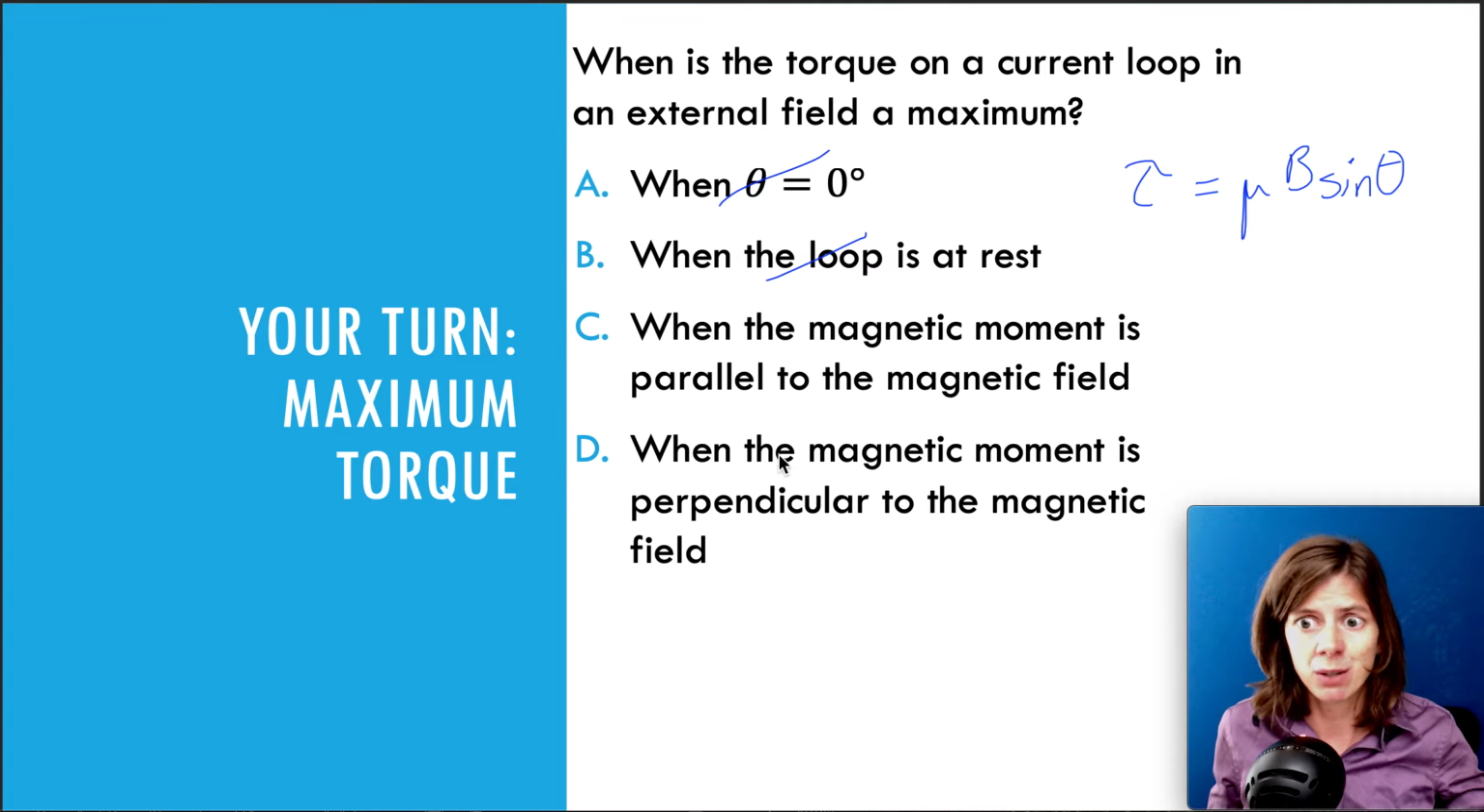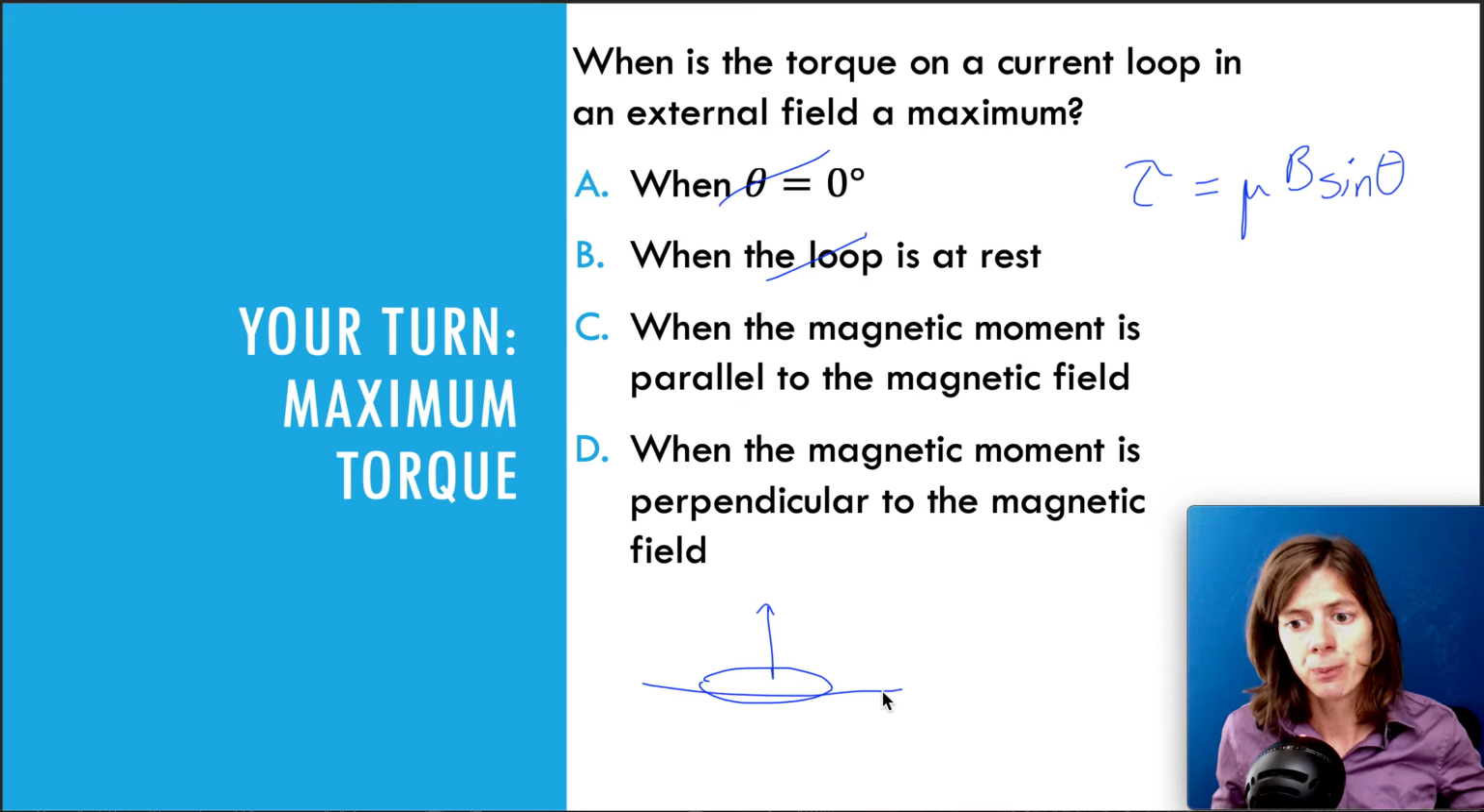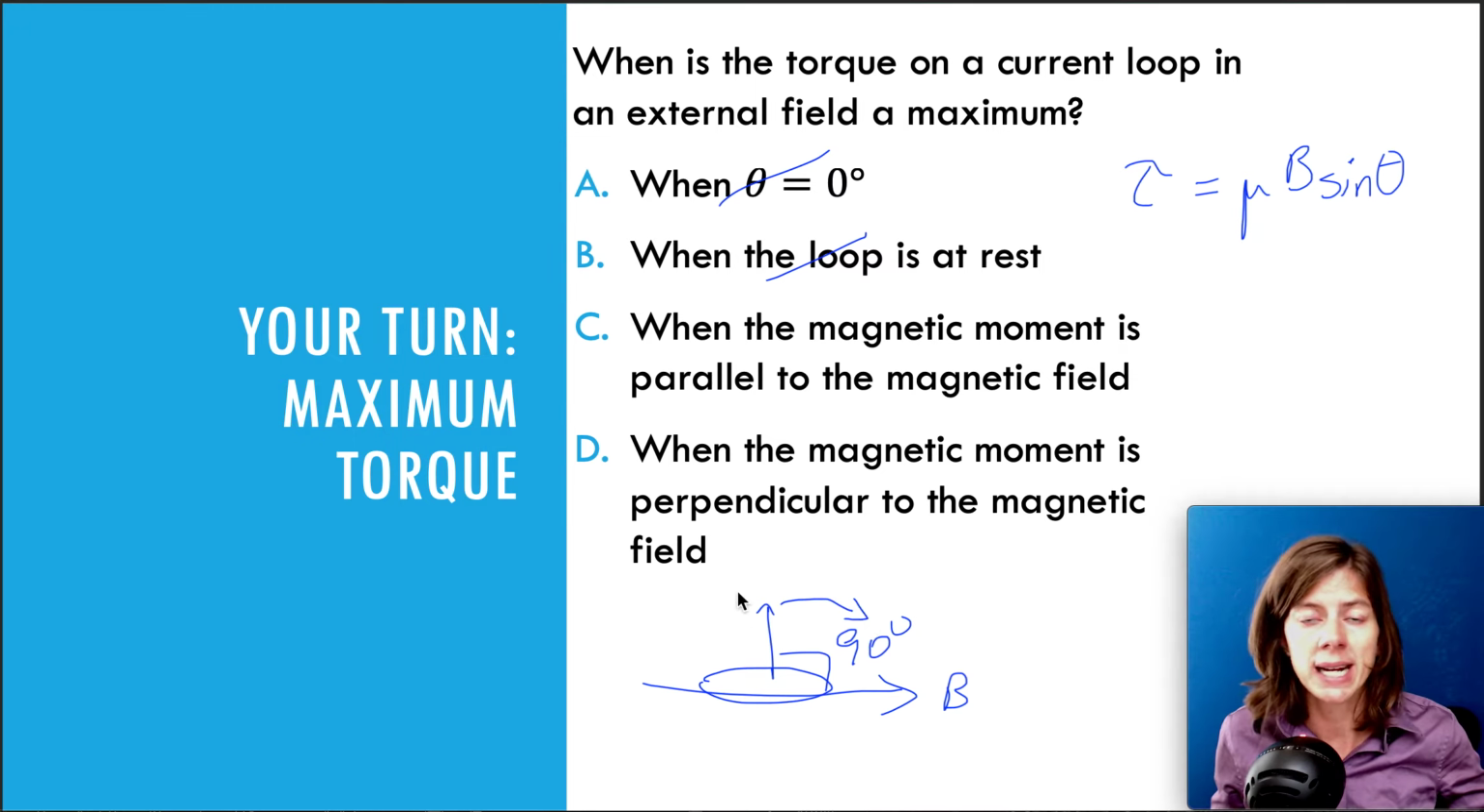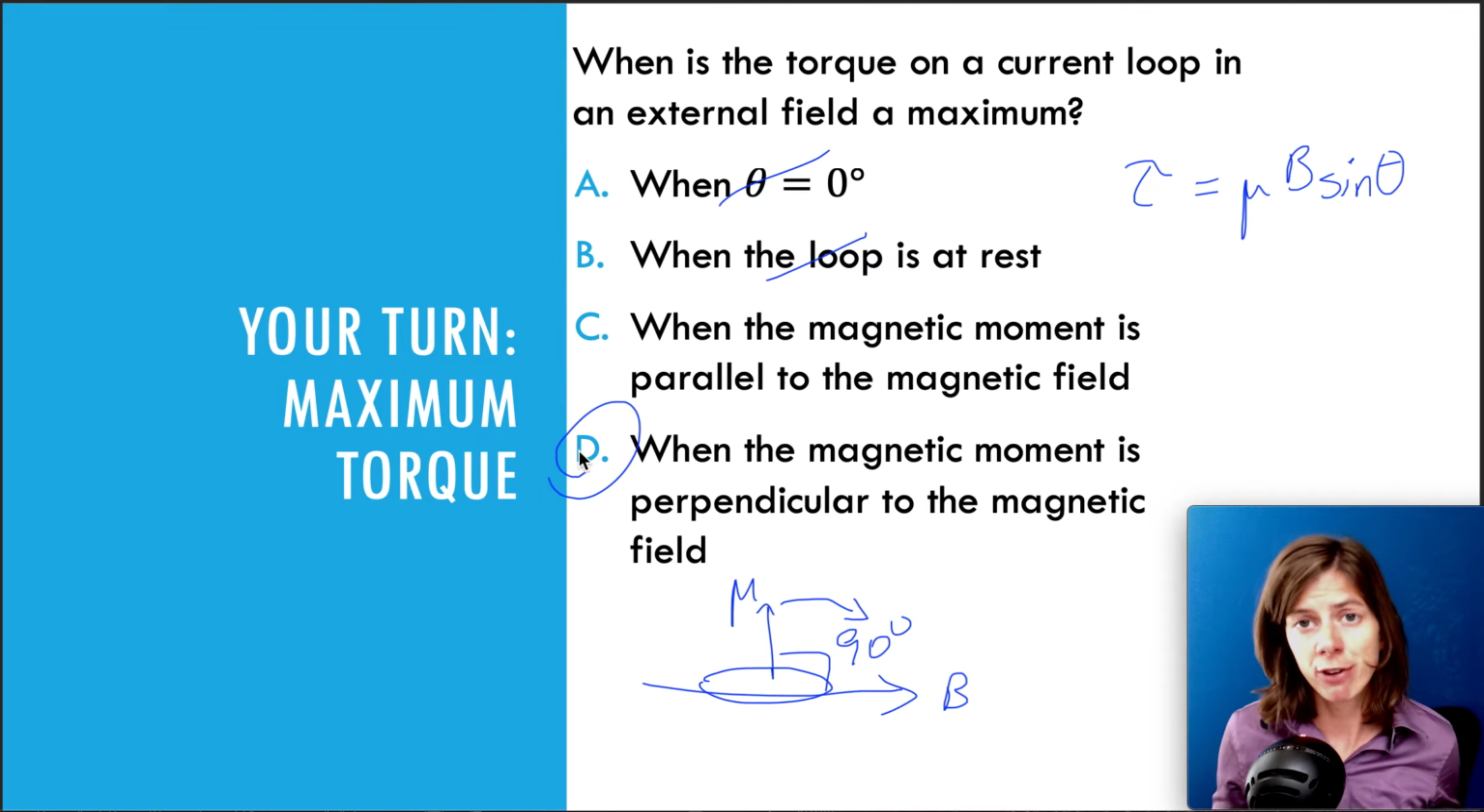So we just saw this in the previous picture. When the magnetic moment was perpendicular to that magnetic field, when the angle was 90 degrees, then that's when you had the maximum torque because it wanted to rotate. That mu wanted to rotate towards that B. So the answer was D for this one.